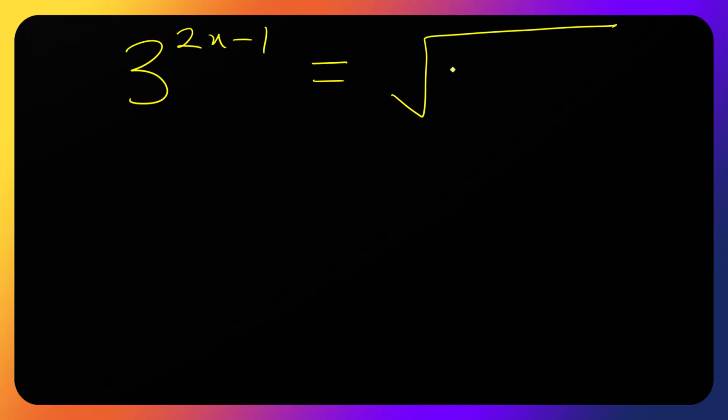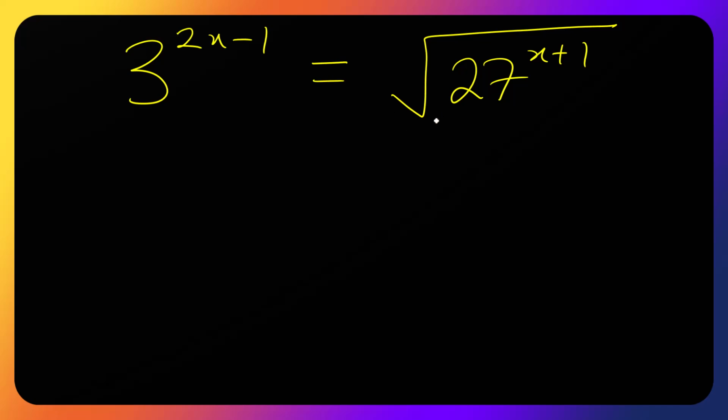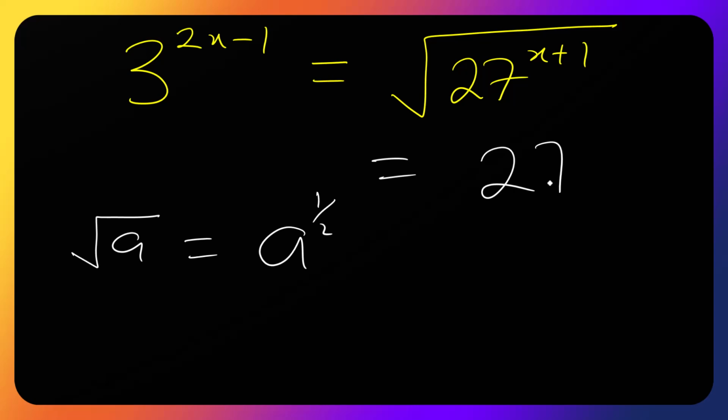Now let's observe this. 3 to the power of 2x minus 1 equal to square root of 27 exponent x plus 1. Now don't panic, okay? Understand that square root of a is the same as a to the power of half. So this side will be 27 raised to x plus 1 times half. So times half, okay?